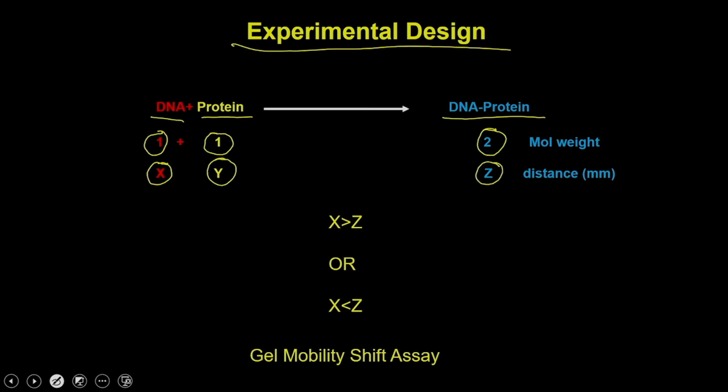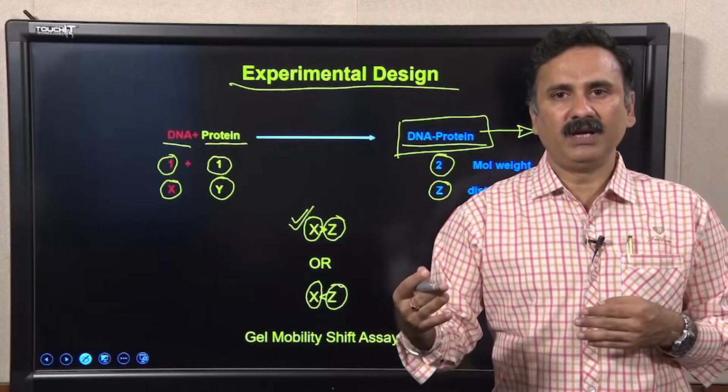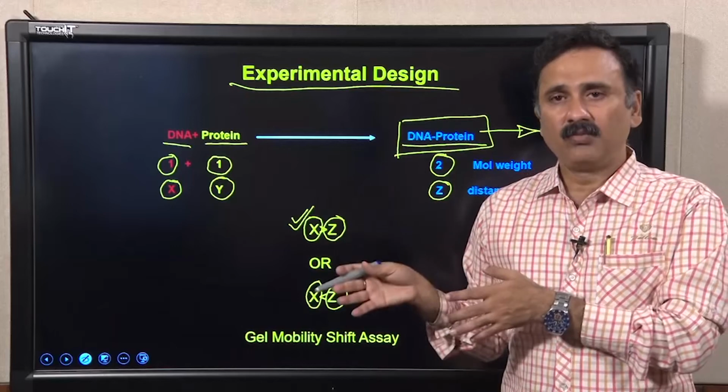Then the question comes whether X is going to be bigger than Z or smaller than Z, which means whether the free DNA is going to run faster than the DNA present in the complex, or slower. As is obvious, the molecular weight of the DNA-protein complex is bigger, so it is going to run on the slower side, which means the free DNA is going to have a higher electrophoretic mobility compared to the DNA present in the protein complex.